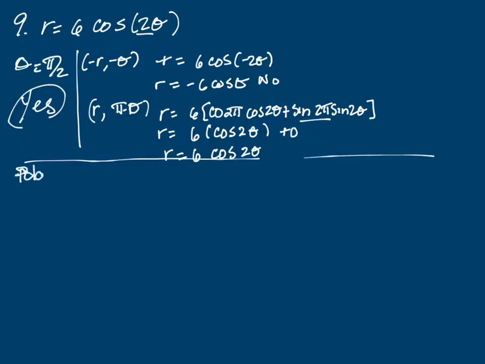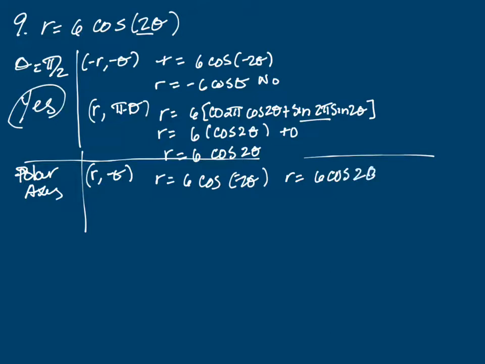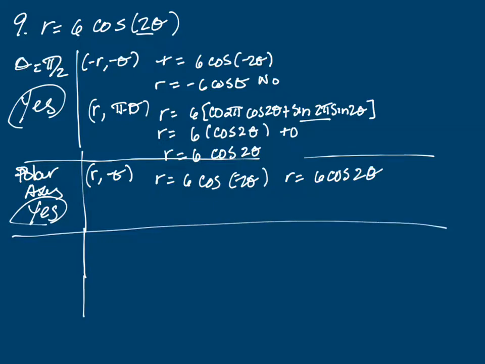Let's go to the polar axis, which would be r, negative theta. So in this case, I would get r equals 6 cosine negative 2 theta. And that means r equals, and the negative would just go away, 6 cosine 2 theta. So this is a yes. So now it's both the theta equals pi over 2 and the polar axis. So we have one more to check to see if it's all three. The pole, which would be negative r and theta.